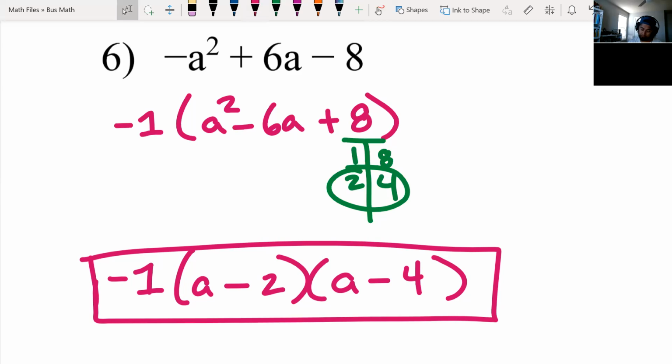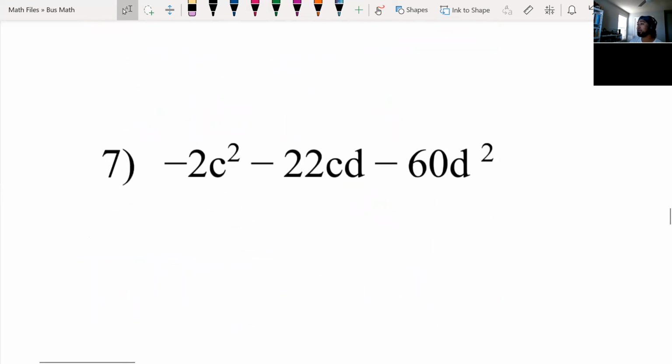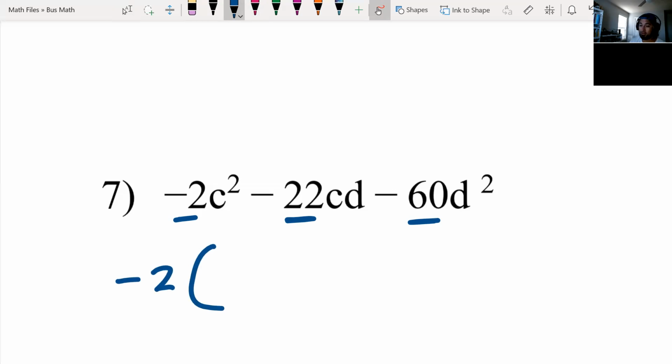Okay, awesome. Oof. All right, 7. -2c squared plus 22cd minus 60d squared. Well, now hopefully your greatest common factor brain is going off, and you see that there is a greatest common factor of what? 2. But we're going to make it -2. -2, which means when I factor that out, what am I left with?